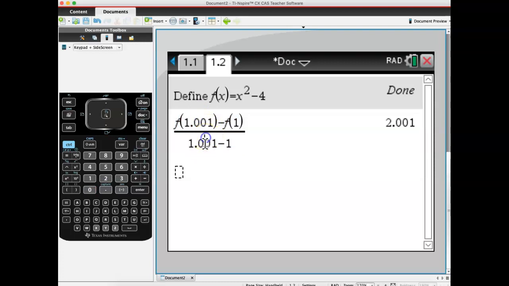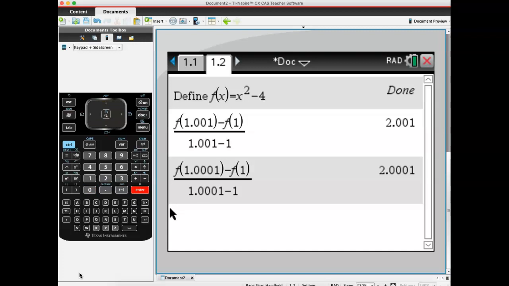0, 0, everything's crashing on me. I'm back, it wasn't crashing on me, I forgot to copy it down. But if I add a 0 top and bottom to make that interval smaller and smaller, I can see I'm getting closer and closer to 2.